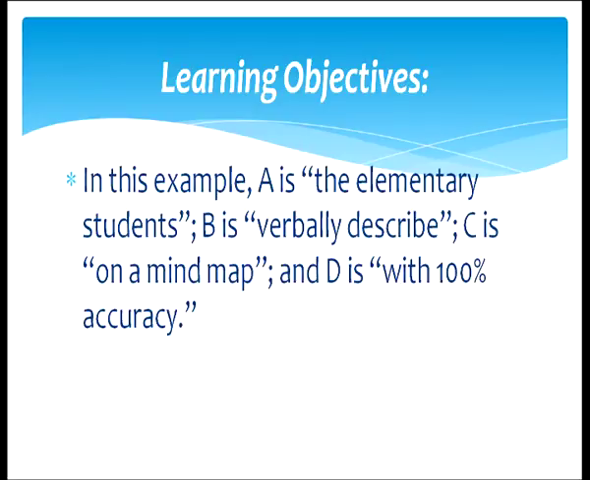So, in this example, A is the elementary student, B is verbally describe, C is on the mind map and D is with 100% accuracy. So, we find that the learning objective makes use of all the 4 components.